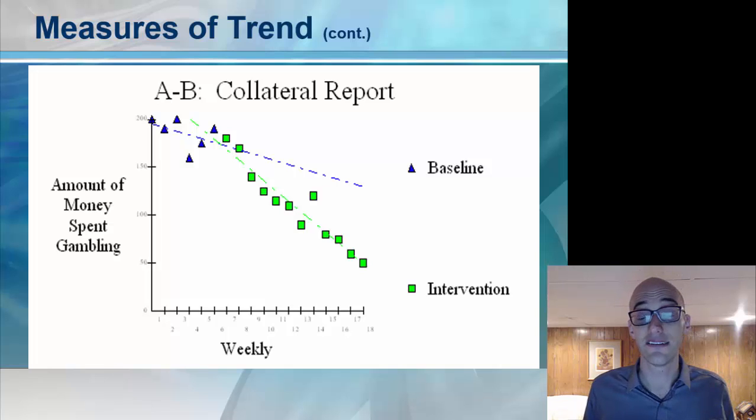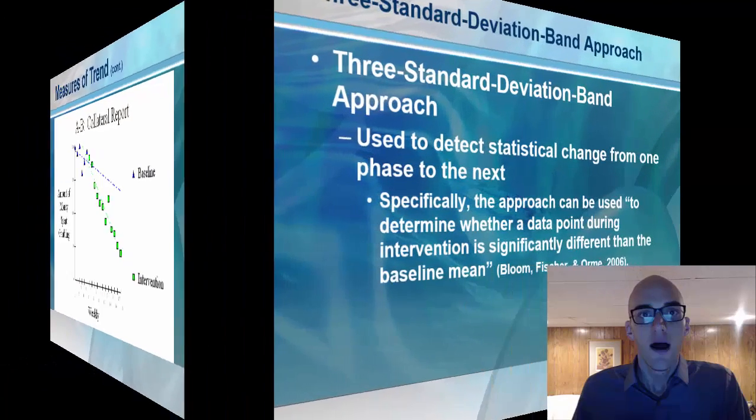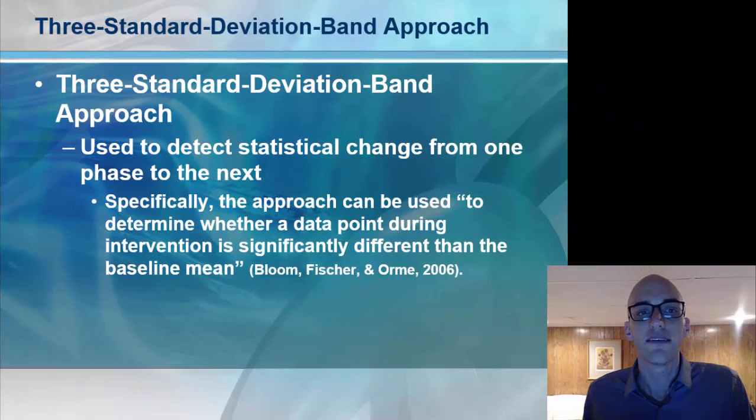And as a clinician, when you're seeing this incongruity, then you can kind of point this out and try to make more sense of it when you're meeting with your clients. All right, so just a few more things. The 3 standard deviation band approach is used to detect statistical change from one phase to the next.